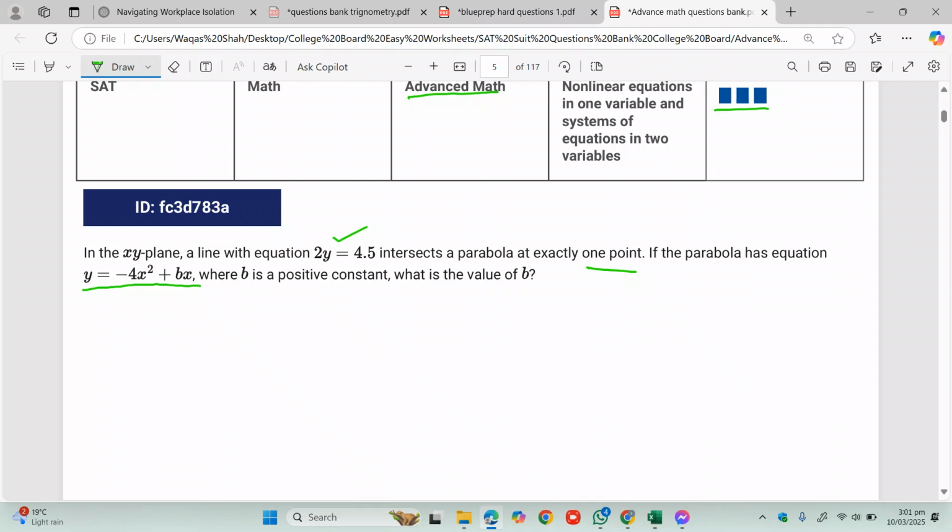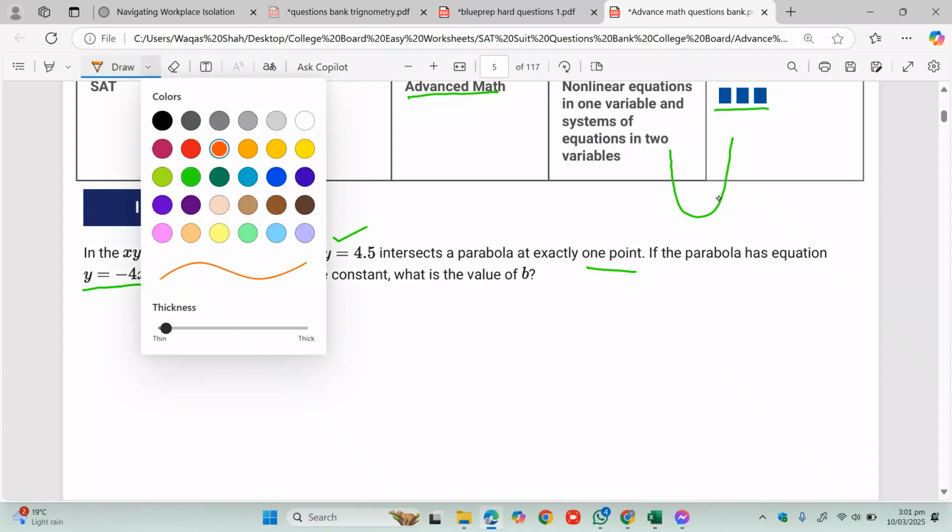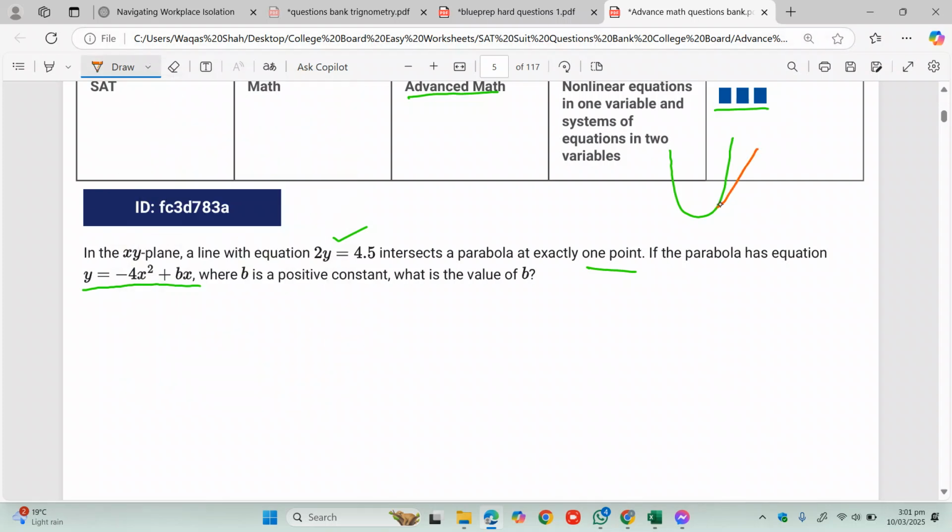So you can imagine that, let's say this is a parabola, and this is the line which intersects the parabola at one place. So in other words, the system will have one solution. When the system has one solution, then the discriminant will be 0. So this discriminant, b squared minus 4ac, will be 0, because the system of equations has one solution.